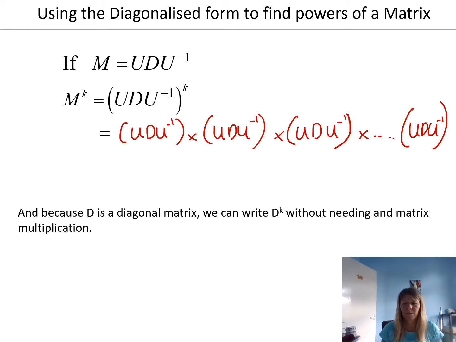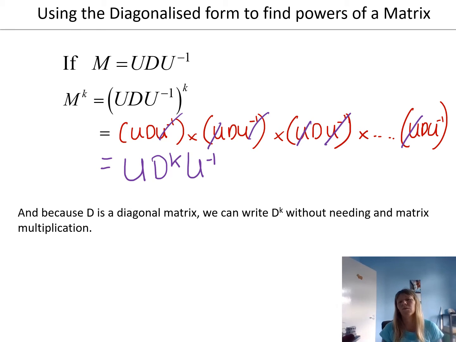Now, if you're observant, you might realise when you've got two of them together, an inverse and a U, they're going to kill each other. That one goes with that one. Right, so we're left with basically a U there, lots of D's, and if there are k of these brackets, that'll be D to the k. And then on the end, there'll just be U inverse. So, wow. It's going to be easy.